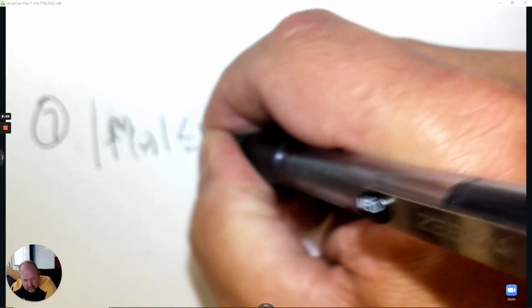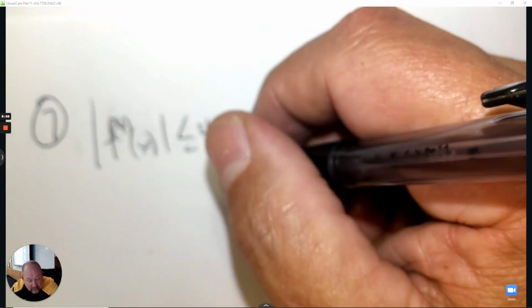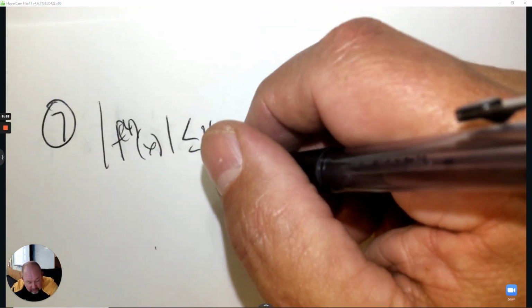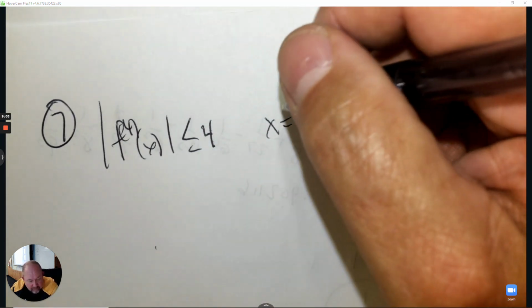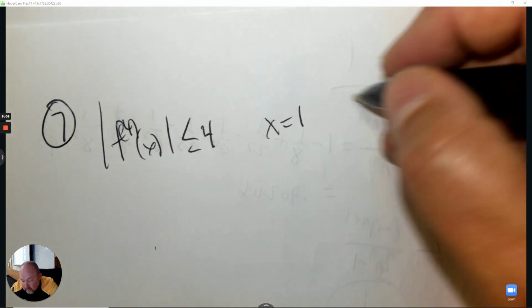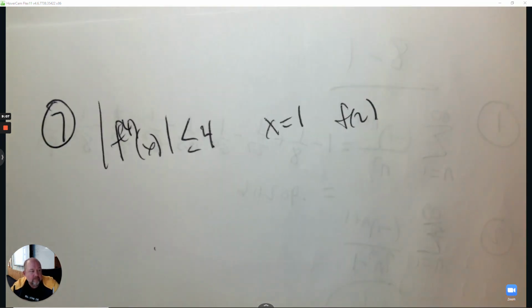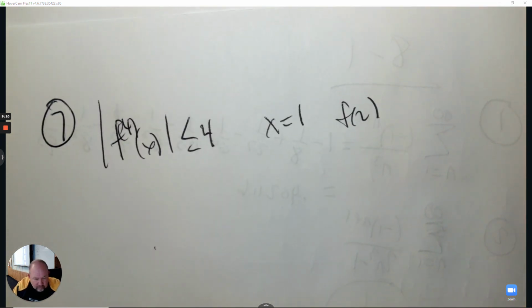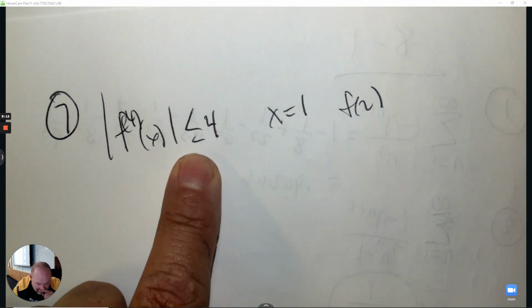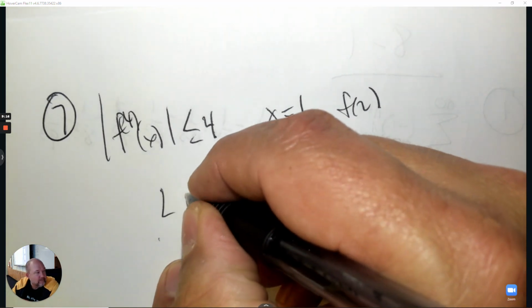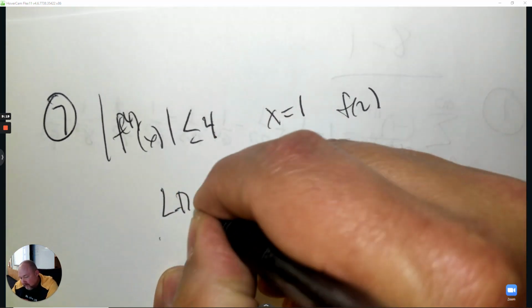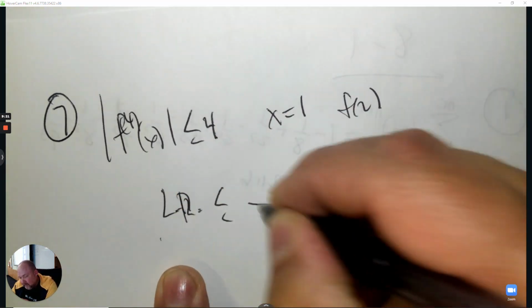All right, number 7. So if the fourth term is less than or equal to 4, find the Lagrange error bound to the third degree Taylor polynomial centered at x equals 1, used to approximate f at 2. So if it's less than or equal to 4, the Lagrange remainder, LR, then we'll start with 4.